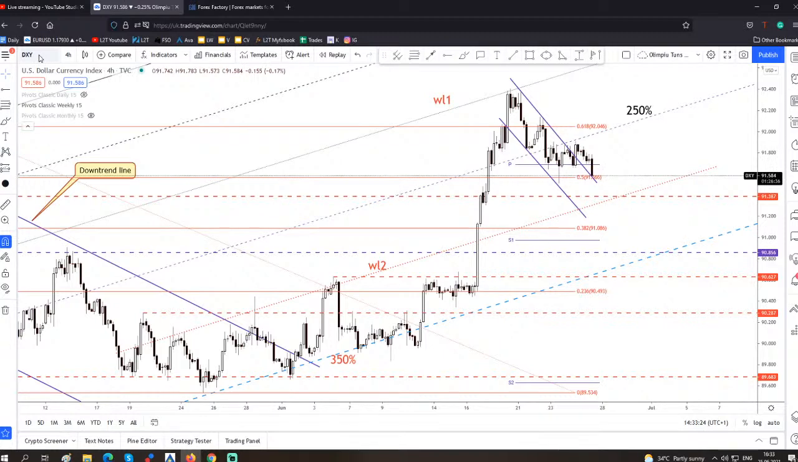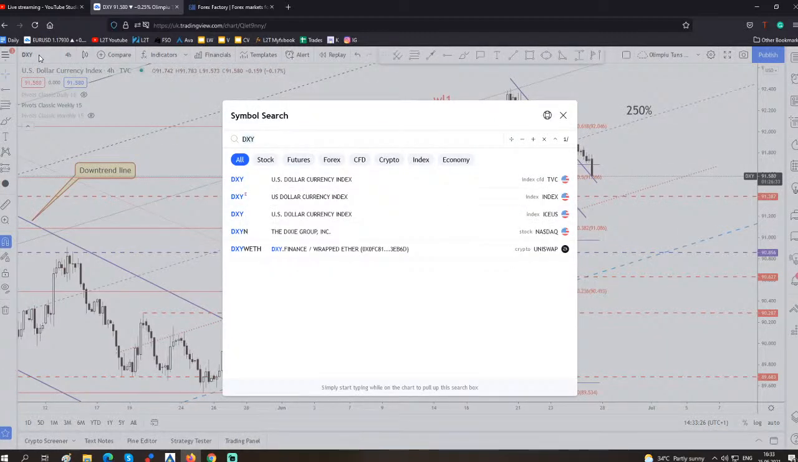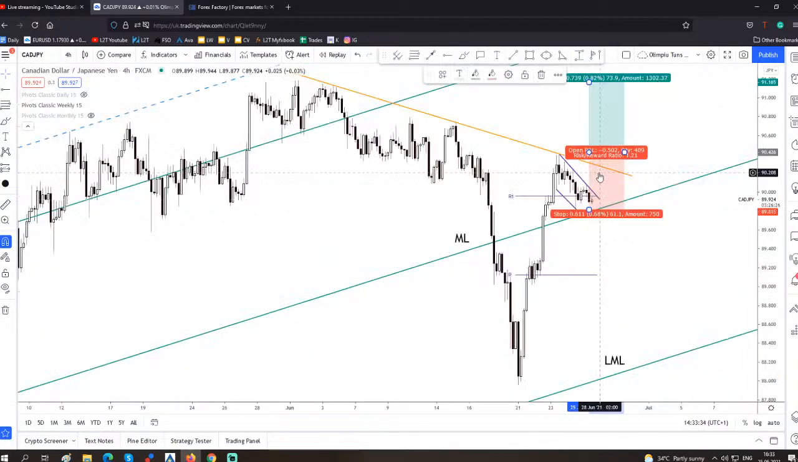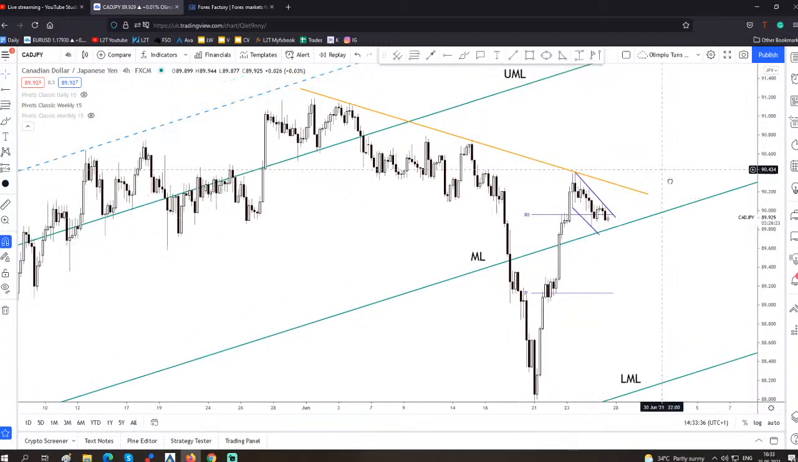Okay, the Canadian dollar versus the Japanese yen. Let's take a look, and I will hide this one from here, sorry guys.